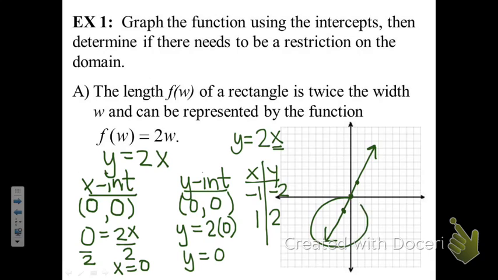right here we run into some problems with our context. This says that I can have a width of -1 and that gives me a length of -2. We know that in real world rectangles, we cannot have a width of -1, we cannot have a length of -2. So when this talks about the domain, remember that domain refers to your x values. So when I come up here, I have to say that x cannot be negative, because if it's negative, the width does not exist. In fact, we want to say that it's not even 0, because if it's 0, you don't have a rectangle, you'll have just a segment.